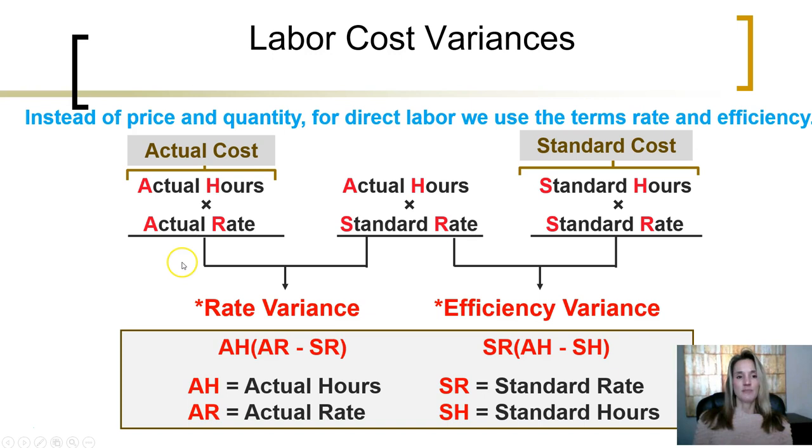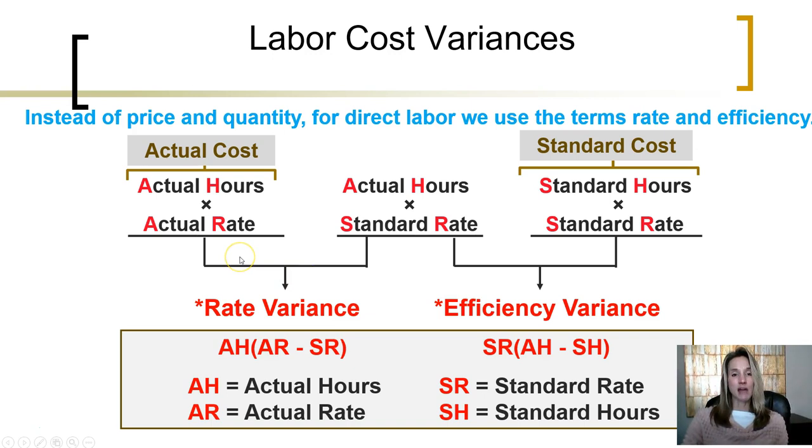Using the same diagram format we used when evaluating direct material variances, we see that over here on the left side of our diagram, we have the actual labor cost, which is the actual hours of labor used at the actual rate we paid per labor hour. Over here in the middle, we see the flexible budget: actual hours times the standard rate that was supposed to be paid per labor hour. And finally, over here on the far right, we're seeing the total standards: total standard hours that should have been incurred to produce the number of units produced, times the standard rate that should have been paid for the labor.